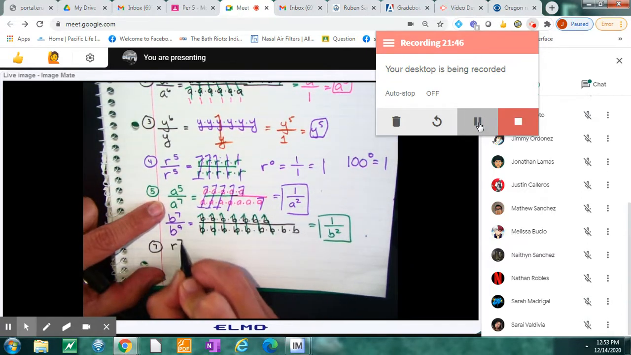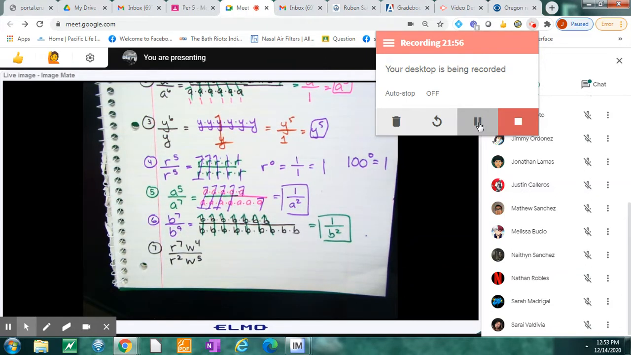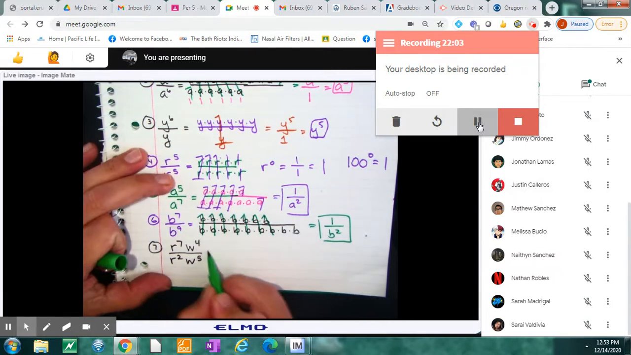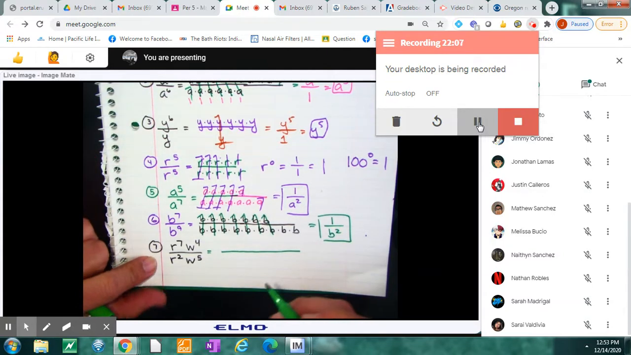And then let's try this one. R to the 7th, W times W to the 4th, R to the 2nd, W to the 5th. All right, try that one. Well, you guys you don't know how to do this one. So let's go ahead and do this one together. All right, so let's go ahead again. Break it up. So R to the 7th, how many R's?